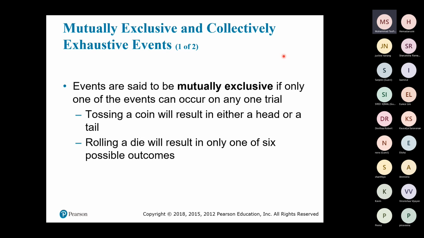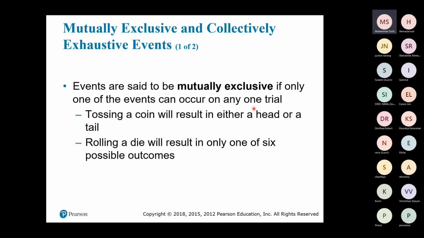All right, and then let's go to the next one, which is mutually exclusive and collectively exhaustive events. An event can be either mutually exclusive or collectively exhaustive. What is mutually exclusive and collectively exhaustive? Events are said to be mutually exclusive if only one of the events can occur in any one trial.